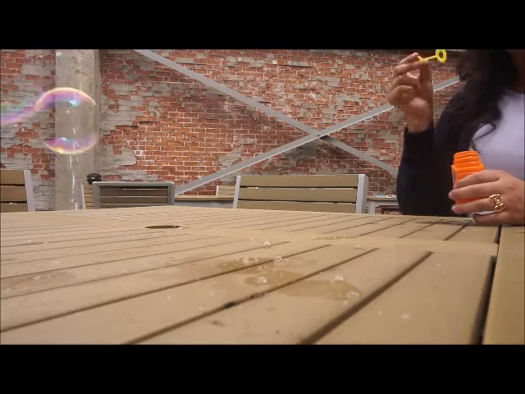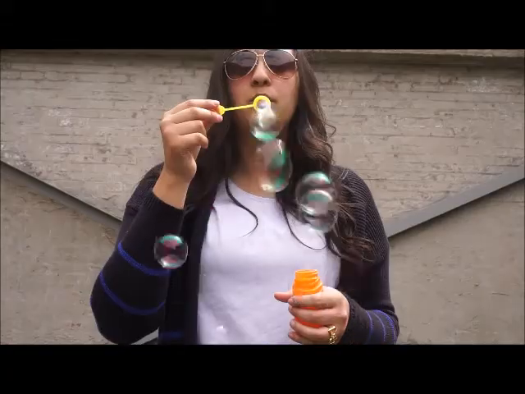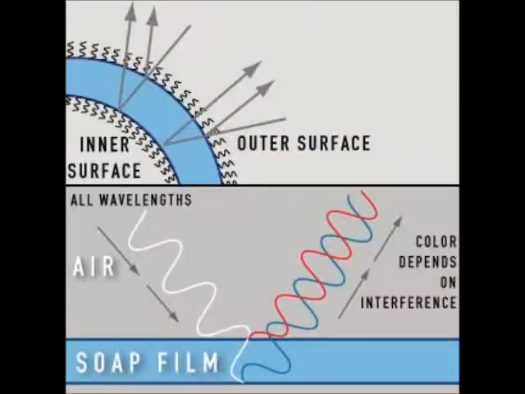One of the coolest things about bubbles is its colorfulness. This iridescence is caused by the structure of the soap bubble. Essentially, it has a film of water surrounded by, on both sides, soap molecules.